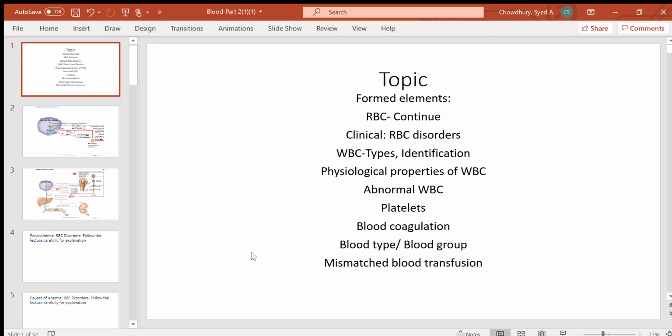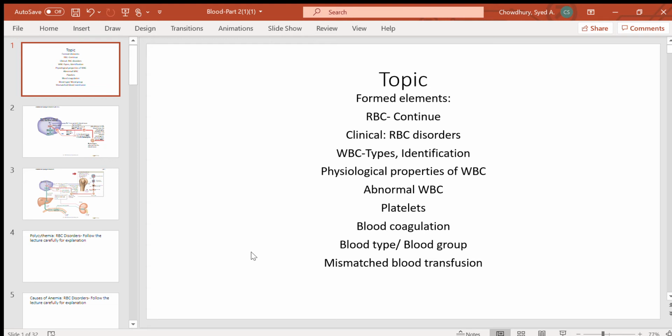Hello everybody, we are going to start the second part of the blood. In my last lecture I was talking about the red blood cells. We'll continue on the red blood cells, then we'll talk about the white blood cells. We'll talk about five different types of white blood cells, how to identify them, the physiological properties of white blood cells, and abnormality in the white blood cells or abnormal white blood cells in the body.